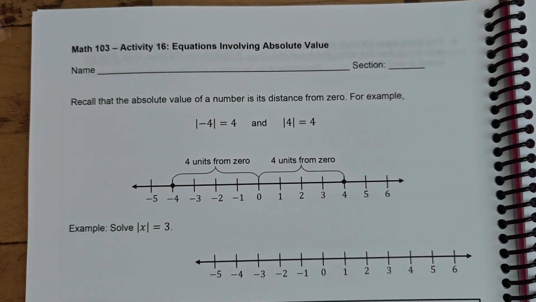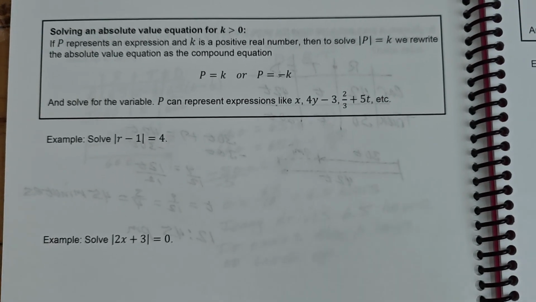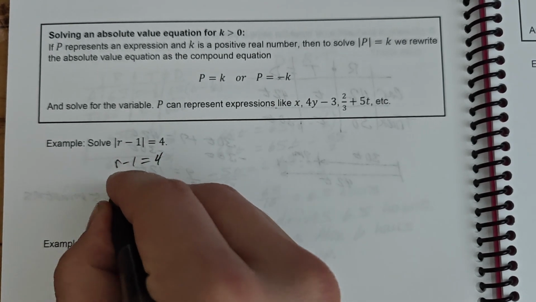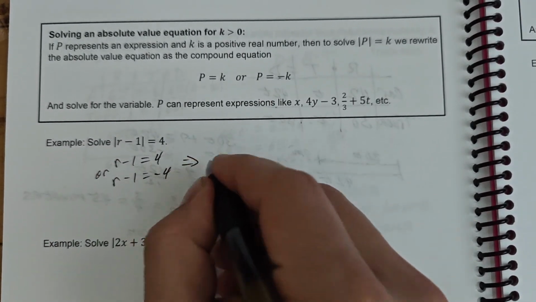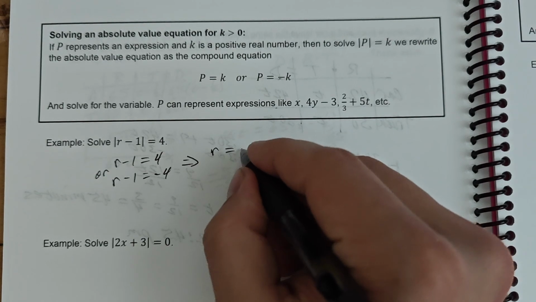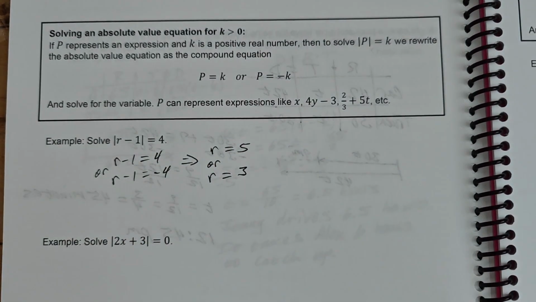From there, we make a major switch over to equations involving absolute value. This one has equalities with absolute value. The trick with equations with absolute value is breaking them up into two different equations. R minus 1 equals 4. R minus 1 equals negative 4. Which says R is equal to 4 plus 1, or R is equal to negative 4 plus 1. Two different solutions.